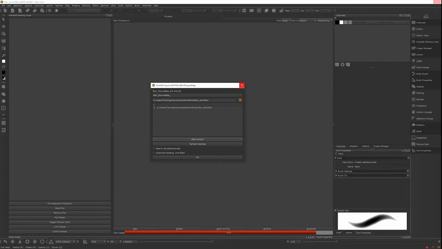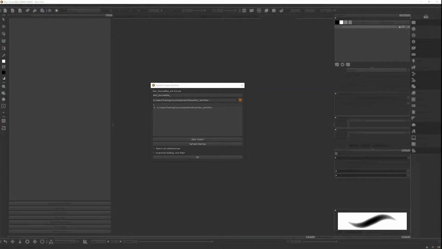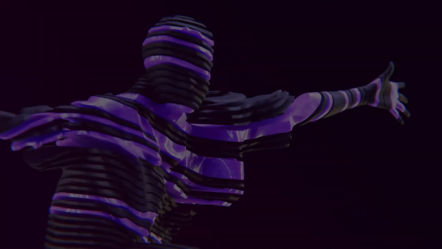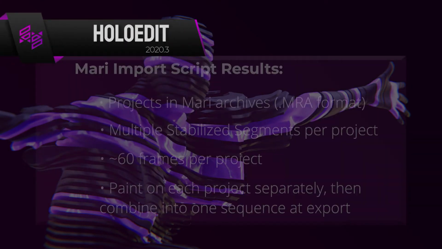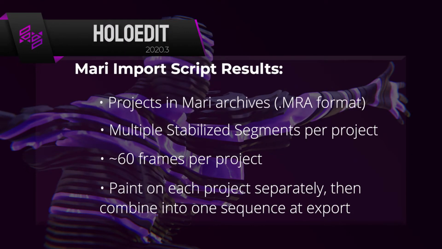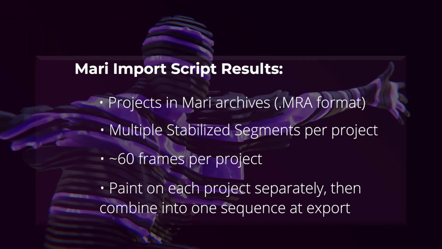While it runs, let's go over what the script will produce. The output of this import script will be several Mari archives or .mra files, one for each project listed in the Import Preview field. Mari archives are compressed, portable versions of Mari projects. We recommend using Mari archives when editing volumetric video in Mari due to the size of volumetric clips. This way, you can leave archives compressed on disk when you aren't painting, and you can easily distribute archives to multiple artists working in concert.